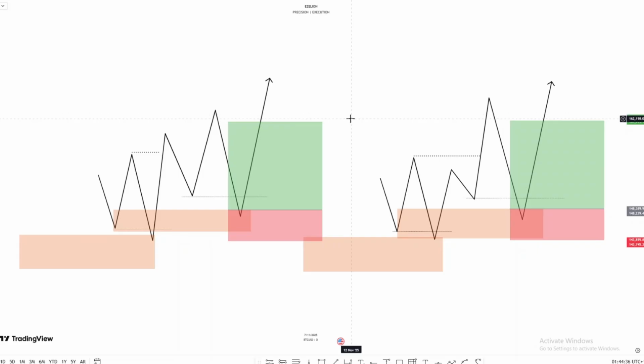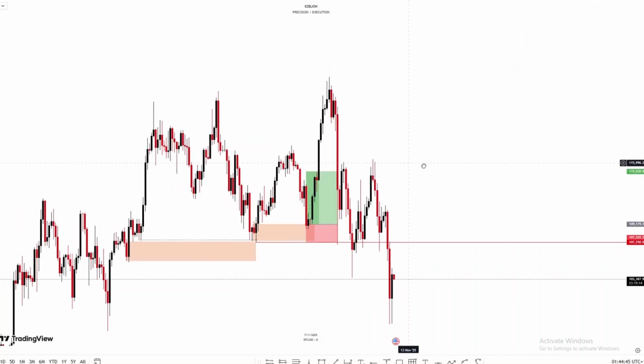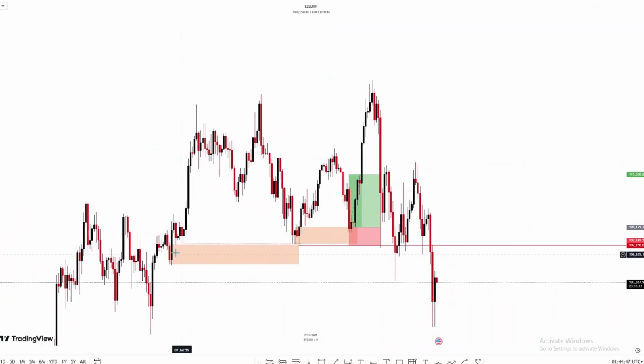Now let me show you guys a couple of live examples that I called in my private group and also in my free Telegram channel, so you can understand what I'm trying to say. The first example we are looking at here is on BTC USD. And what do we have here?